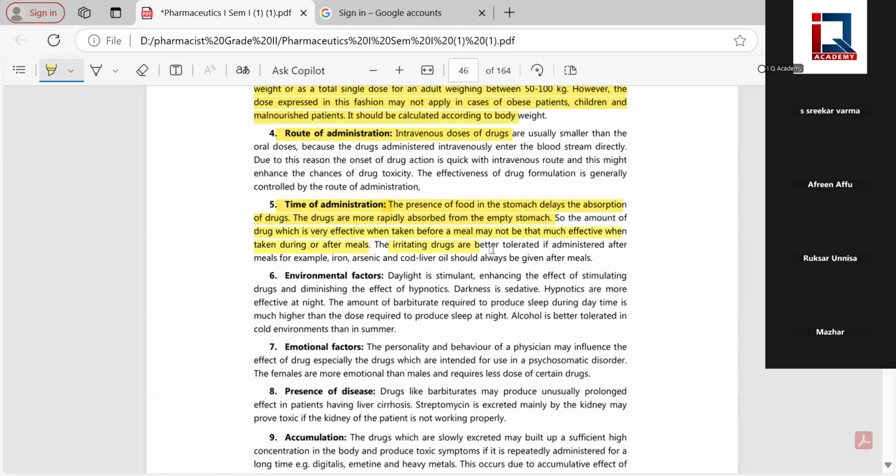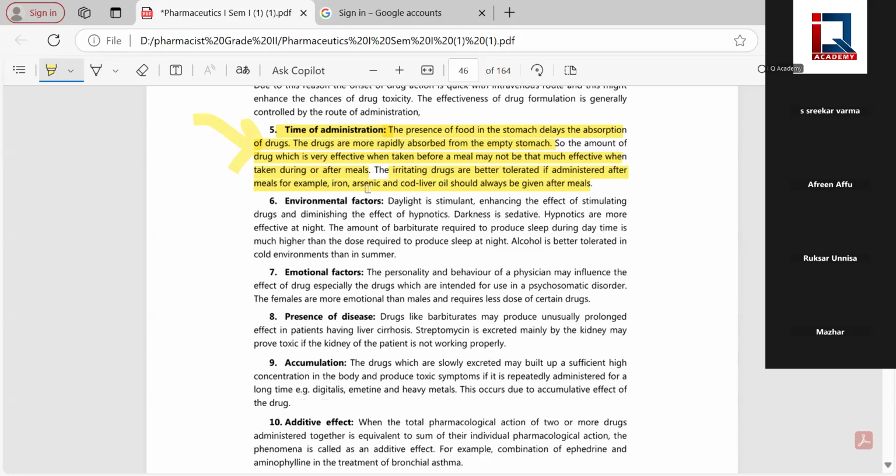Irritating drugs, just like we discussed, should not be taken on an empty stomach. For example, iron, arsenic, cod liver oil, and many others are taken after the meal. So some drugs are taken after the meal, some before the meal, and some with the meal. So time of administration also plays an important role. You should keep that in mind.